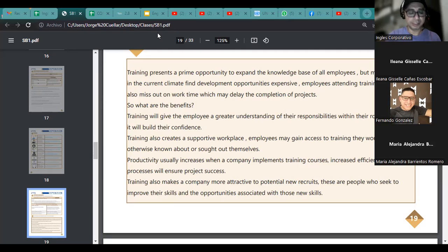Any other comment about this one? Any comment about the exercise? Pronunciation was very good. Almost everybody did perfect. That was good. Okay, no other comments. That's good.